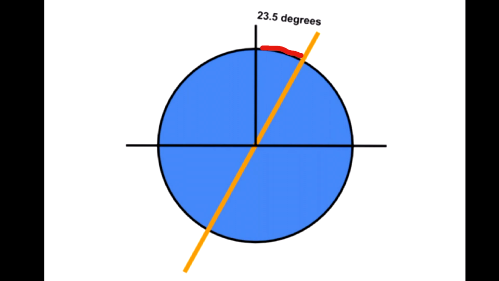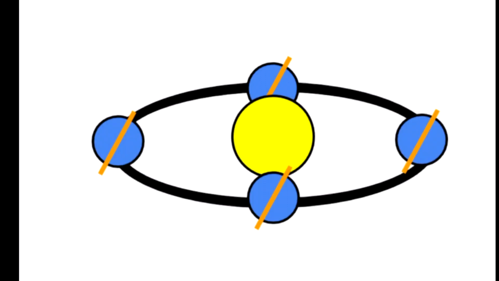Now this tilt does sometimes change very slightly every few thousand years, but right now it seems to be at 23.5 degrees. When the Earth orbits the Sun, its tilt always points in the same direction. So if the Earth goes around the Sun like this, its axis will always point in the same direction, like this.